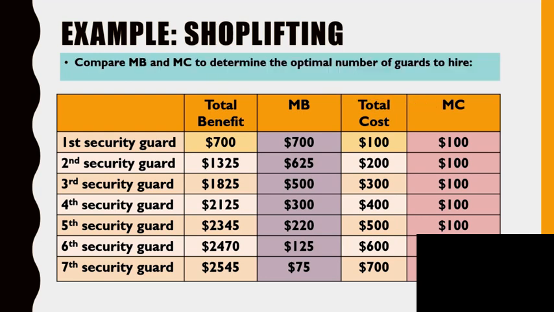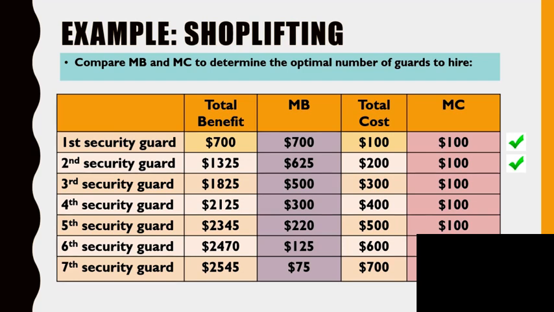So let's look at how many guards to hire. Does everyone agree we'd hire the first guard? Marginal benefits are 700, but marginal cost is only 100. You should be able to calculate consumer surplus along the way, right? So the consumer surplus on just that first guard is 600. Do you agree? What about the second guard? Does it make sense to hire him? Sure it does. Our marginal benefits are 625 and it only cost us $100.